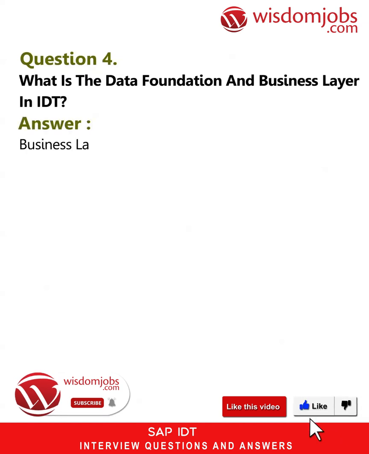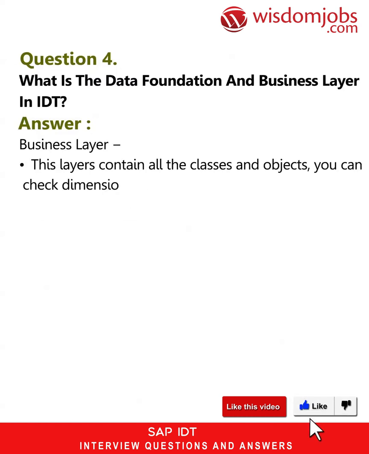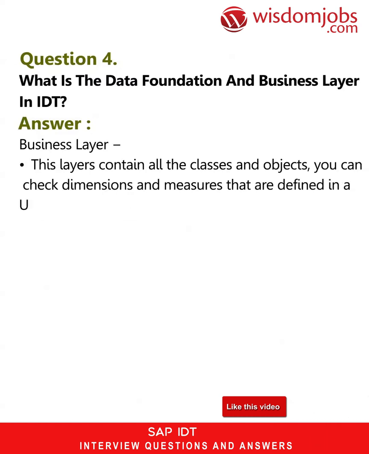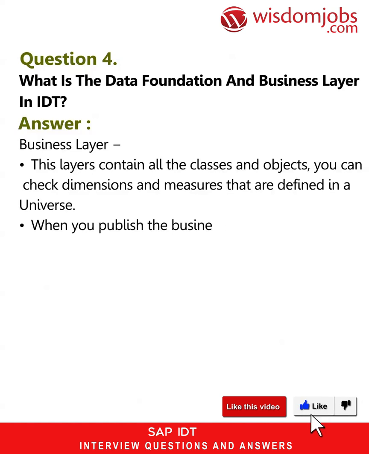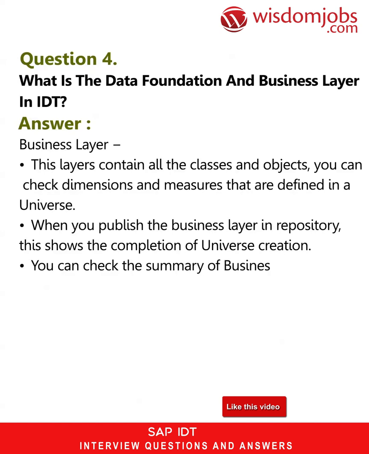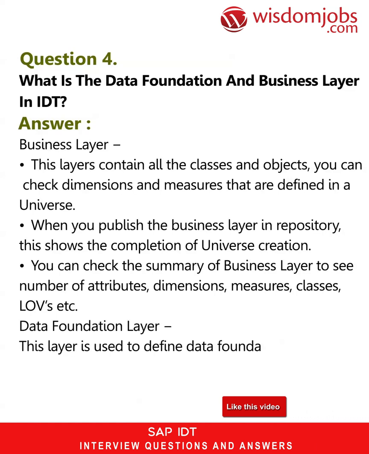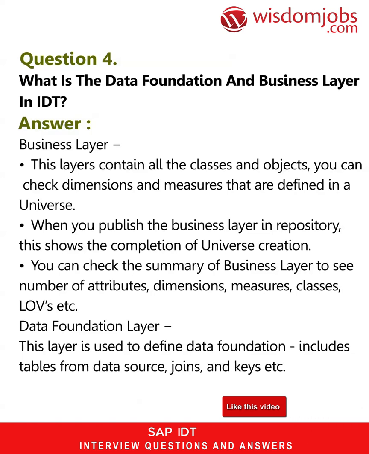Answer. Business layer: this layer contains all the classes and objects. You can check dimensions and measures that are defined in a universe when you publish the business layer in the repository. This shows the completion of universe creation. You can check the summary of the business layer to see the number of attributes, dimensions, measures, classes, LOVs, etc. Data foundation layer: this layer is used to define the data foundation, which includes tables from the data source, joins and keys, etc.